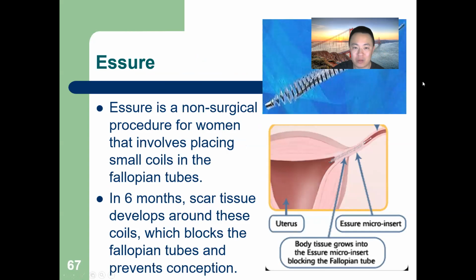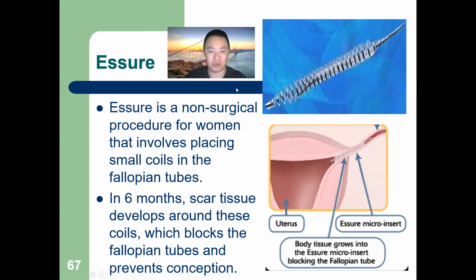Okay, here's another one called E-Sure, not Ensure, E-Sure, okay? Now, E-Sure is a non-surgical procedure for women that involves placing small coils into the fallopian tube. And as you can see, here are the coils. Okay, this is what it looks like. In 6 months, scar tissue starts to build and develop on top of these coils, and it completely blocks out that fallopian tube and prevents conception.